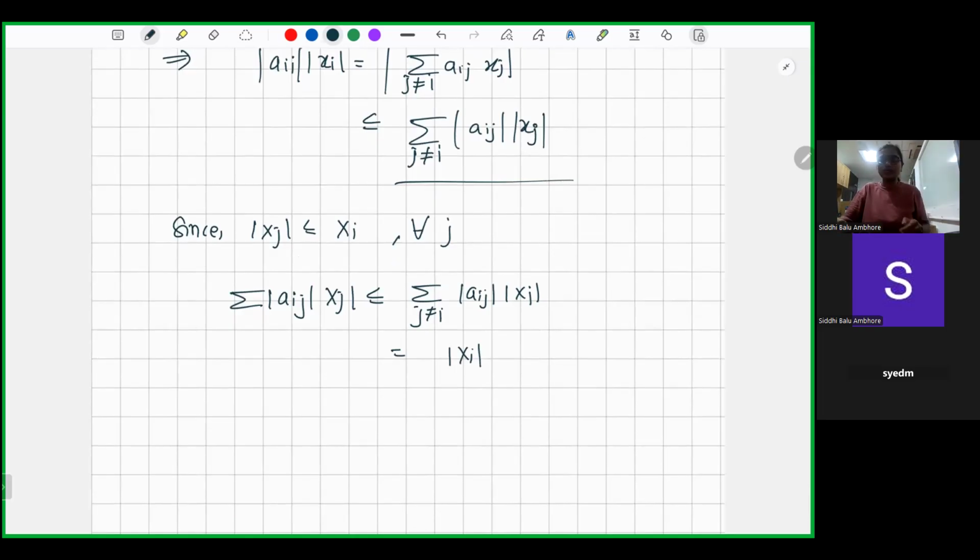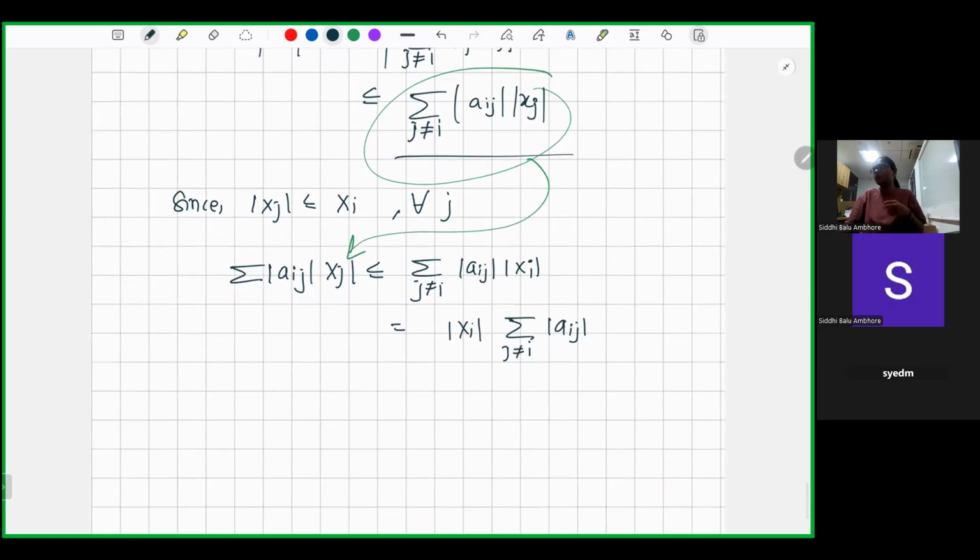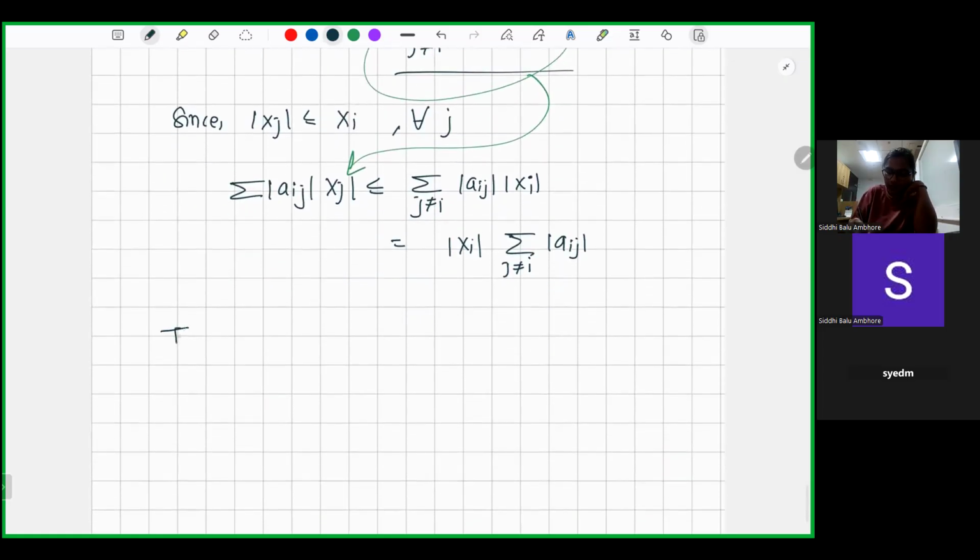So now I'm evaluating this quantity here. For each x_j this is less than or equal to |x_i|. So this becomes the summation over j not equal to i of |a_ij|. So from here we get that |a_ii| |x_i| is less than or equal to |x_i| times the summation over j not equal to i of |a_ij|.